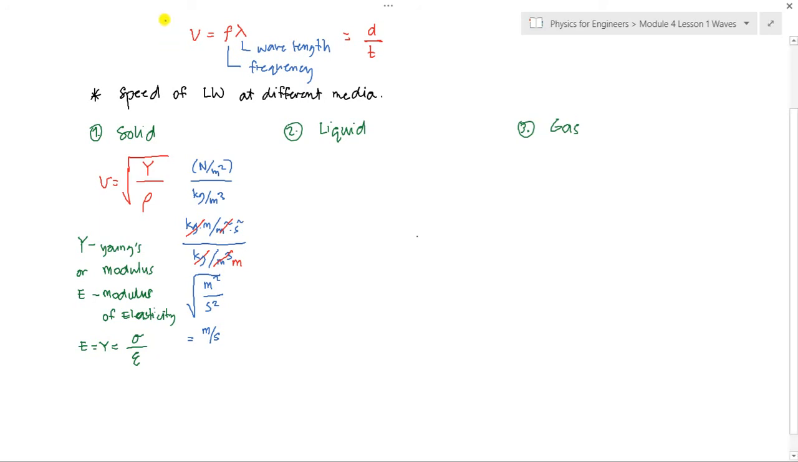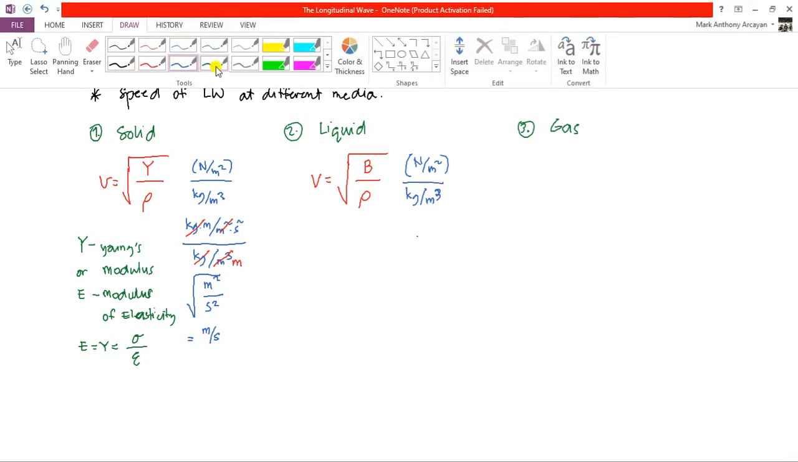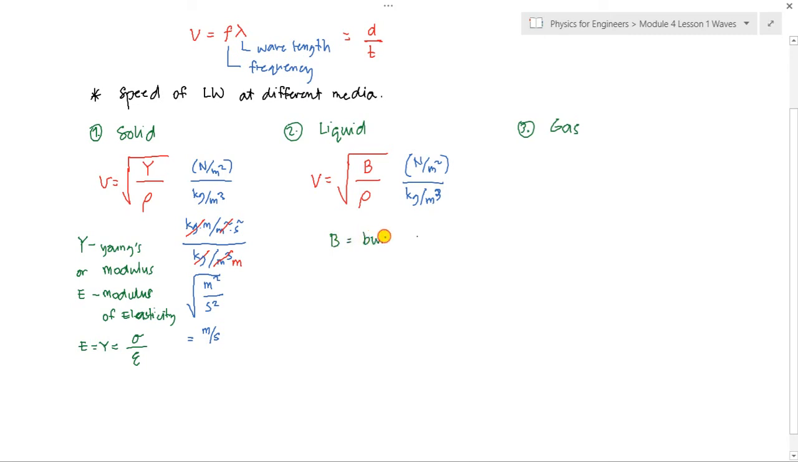Second is for liquid. So for liquid, the velocity is equal to, since liquid is not in the same condition as solid and its particles move freely, not Young's modulus here but the bulk modulus B over the density of the liquid. Again, the unit analysis is the same. The bulk modulus is still in Newton per meter squared, and density is still kilogram per cubic meter. Here B is the bulk modulus of the liquid, and rho is the density of the liquid through which the longitudinal wave passes.